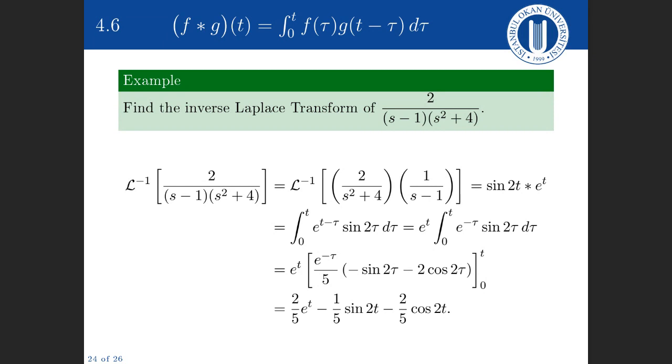I'll leave it for you to check that if you use partial fractions on this function, you can find the same answer. And then I will leave it for you to decide which method is easier. Is it easier to use partial fractions, or is it easier to calculate an integral?